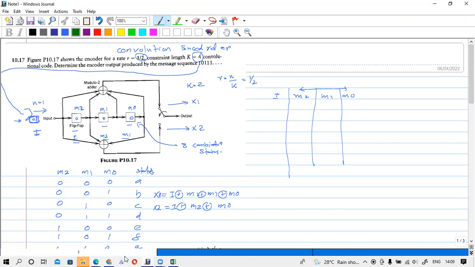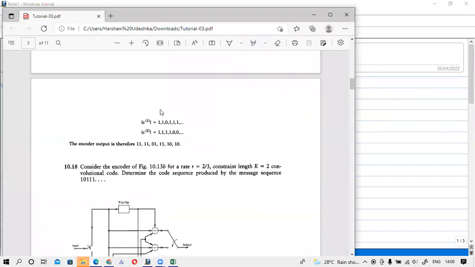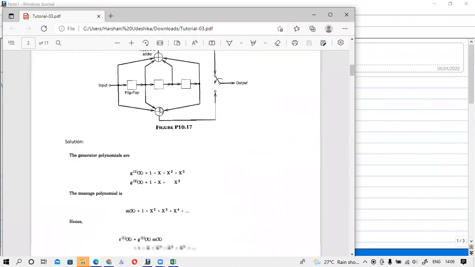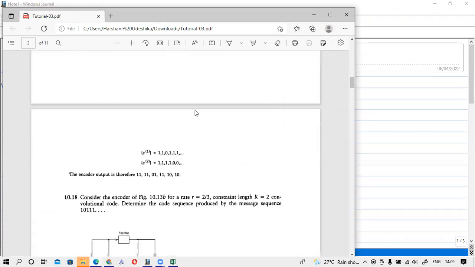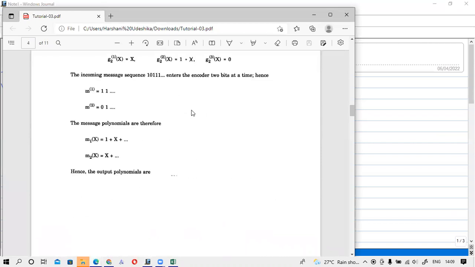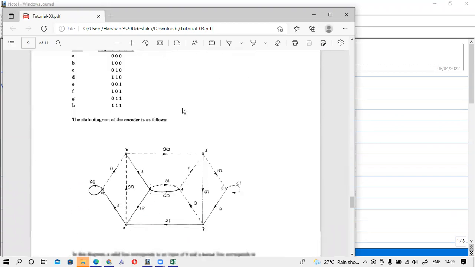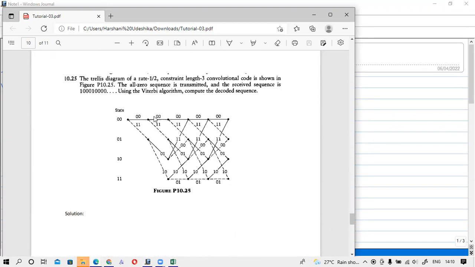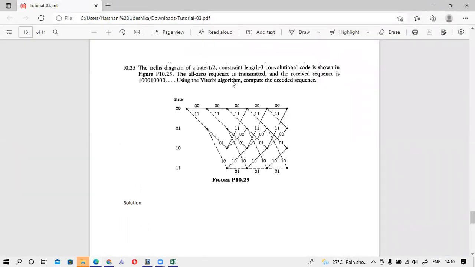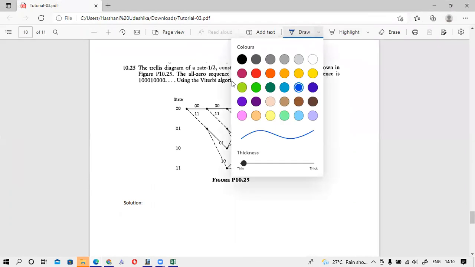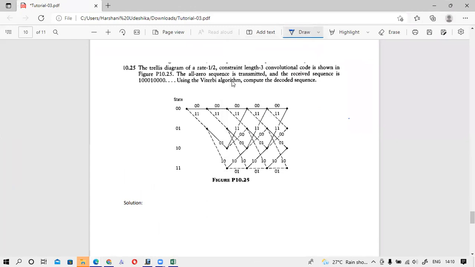So this is the state diagram, and here you are given a trellis diagram. Okay, you are given a trellis diagram.